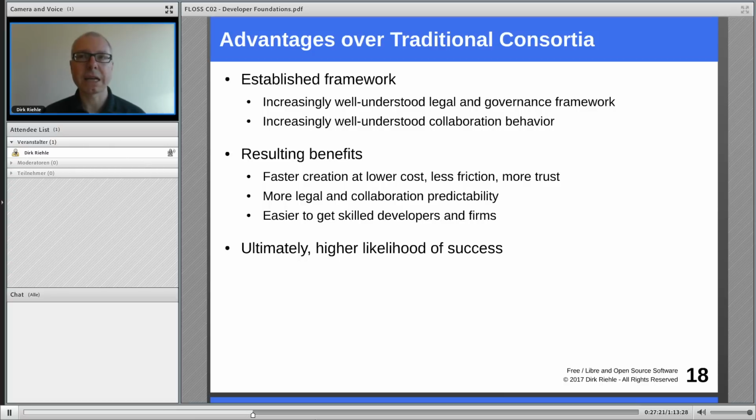While open source, again, is increasingly well understood and leads to more certainty in various aspects, from any lawsuits around licenses all the way to how to collaborate in software development. So you get your collaboration model legally supported, faster and at lower costs, because you're relying increasingly on templates and examples of how to do it right by looking at other open source foundations. All of this means a higher likelihood of success at the end.